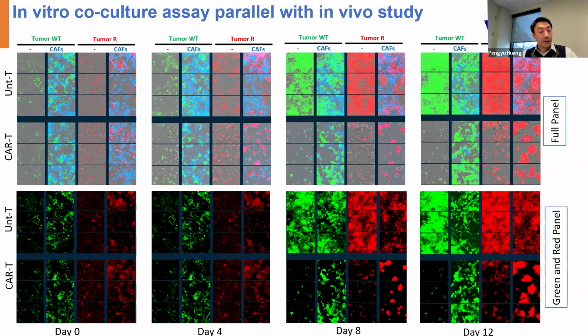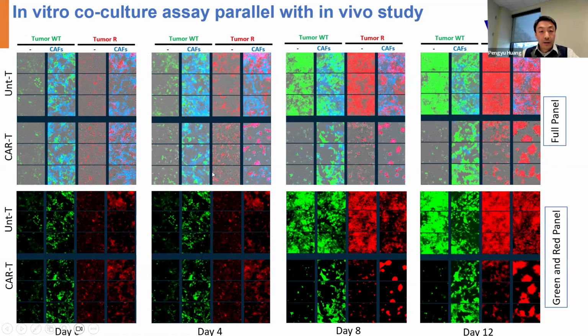Okay, so then we go to the in vitro data. The data is a little bit busy, so I'll just go through the structure. We have four conditions, just the same as in vivo. We have the wild-type tumor and the tumor R, in green color, and we co-culture with the CAFs, in red or blue color, or without. The treatment is the same as in vivo, the untransfused and the CAR T. This is one condition we repeat on day 4, day 8, and day 12.